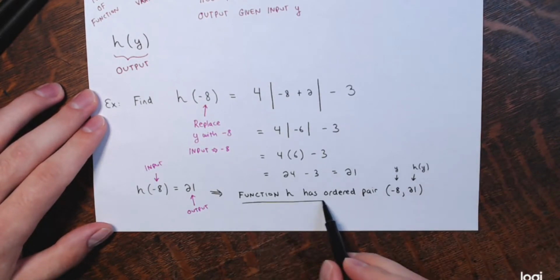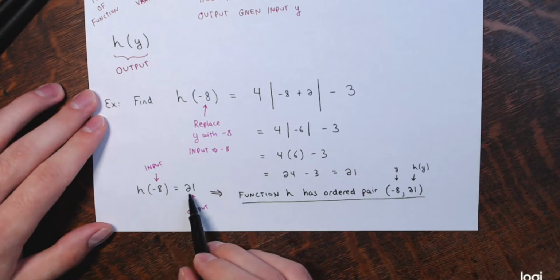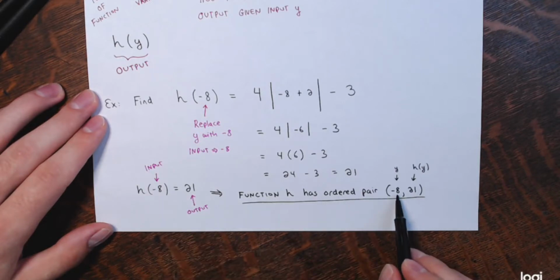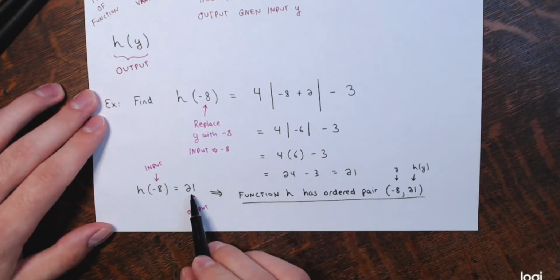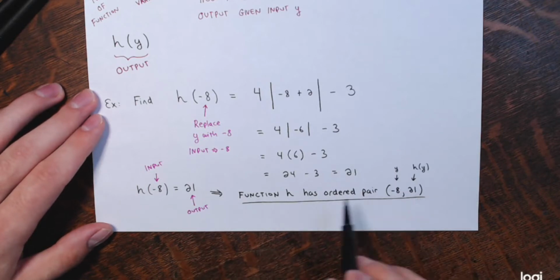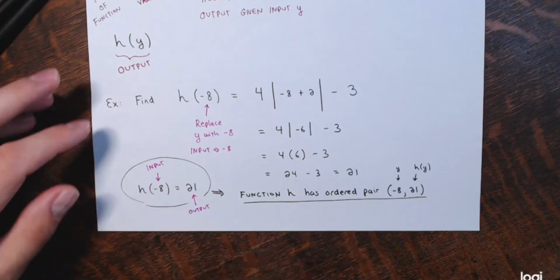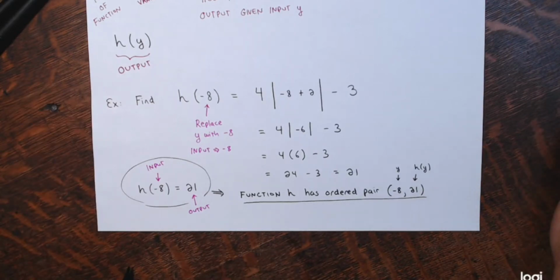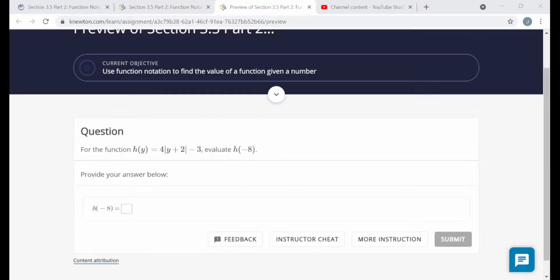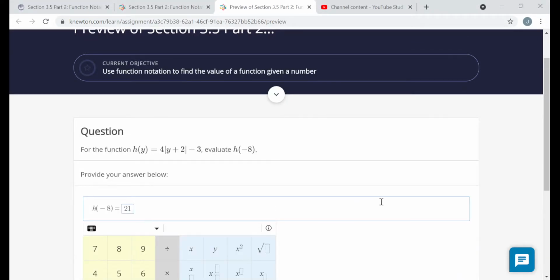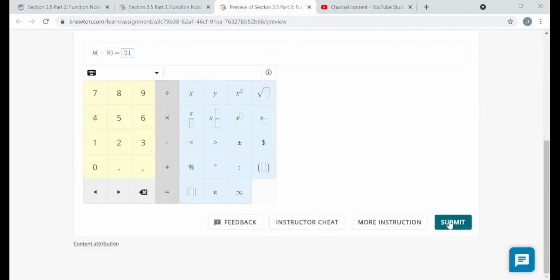But yeah, so the function h would have this ordered pair, input negative 8, the first value, output 21, the second value. But that's not what we're asked to do. We're just asked to state what h of negative 8 is. That's positive 21. So that's what I'll enter back here: h of negative 8 equals 21. And submit.